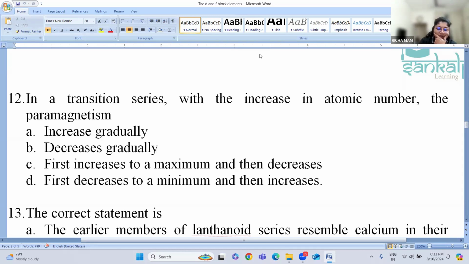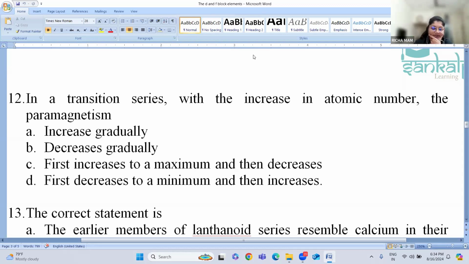What do you mean by paramagnetism, students? What do you mean by paramagnetism? So what happens to paramagnetism? They have asked. Any idea about what you mean by it? Shri Varuni has answered: more number of unpaired electrons are present.